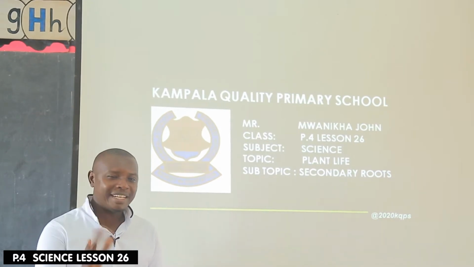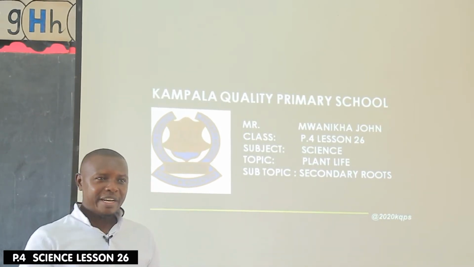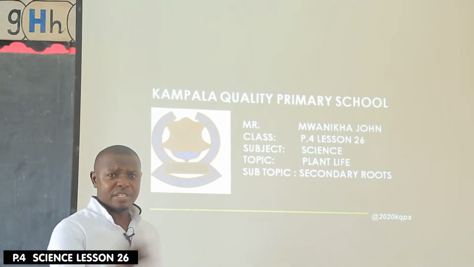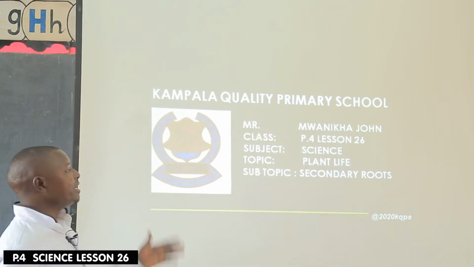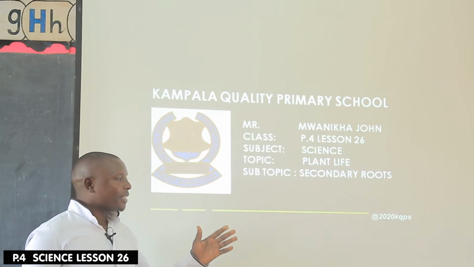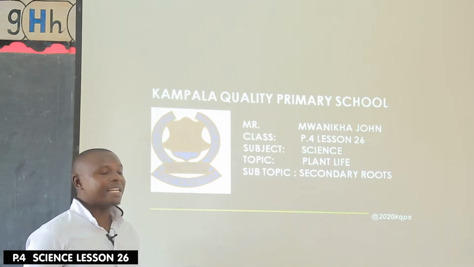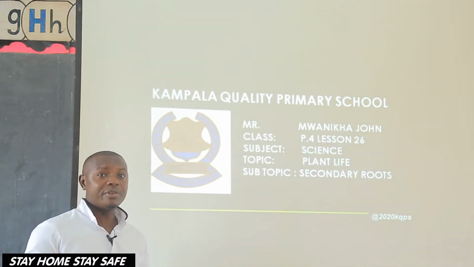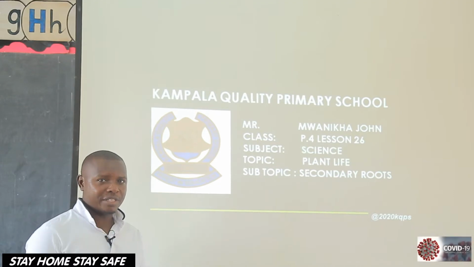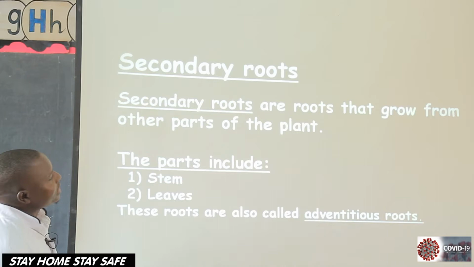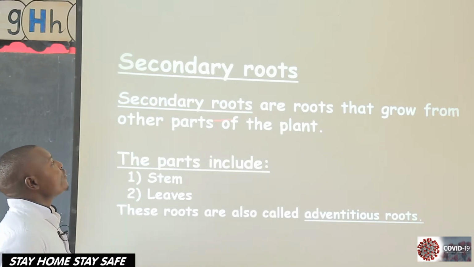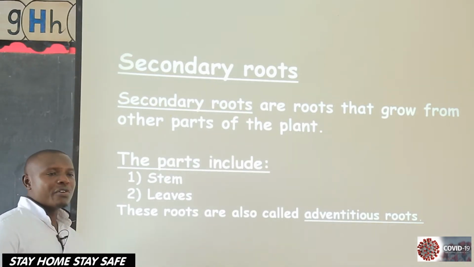When we met last time, we looked at parts of our plant, and we looked at some of the parts like roots. But let's go deeper and find out about roots. We look mostly at the secondary roots, because last time we were talking about primary roots. Let's look at the secondary roots. Secondary roots are roots that grow from other parts of a plant.